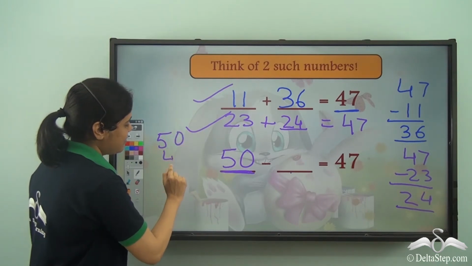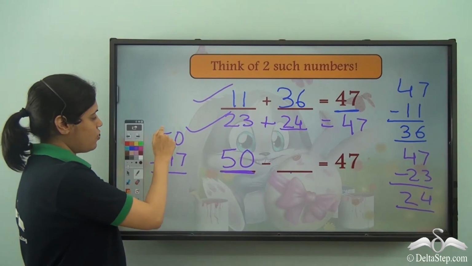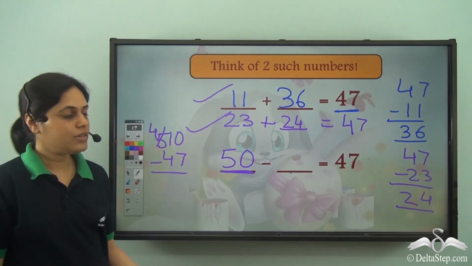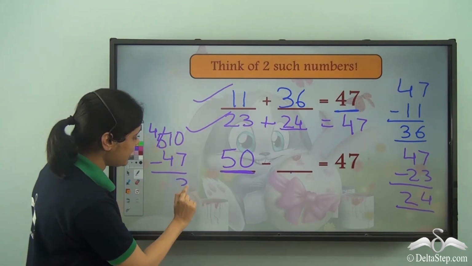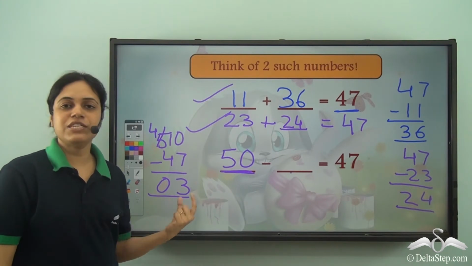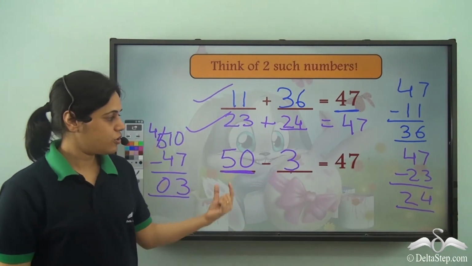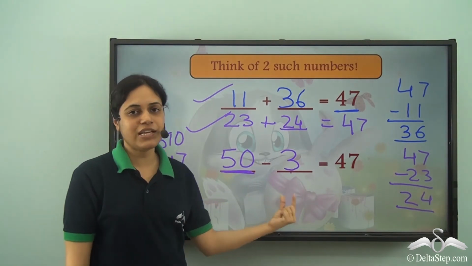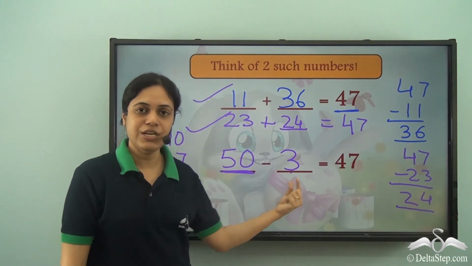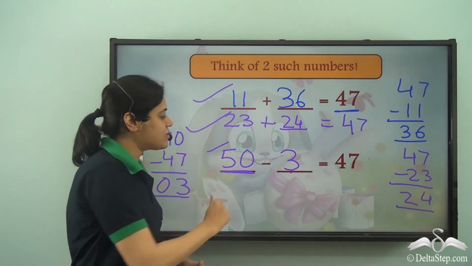50 minus 47. So 0 borrows a 1 from 5 and becomes 10. 10 minus 7 is 3 and 4 minus 4 is 0. So 50 minus 47 is 3. So these are the numbers 50 and 3. And if you actually subtract 3 from 50, you will see that you get 47. So this is the right answer.